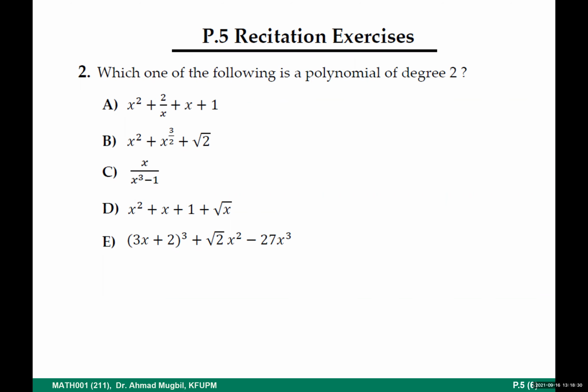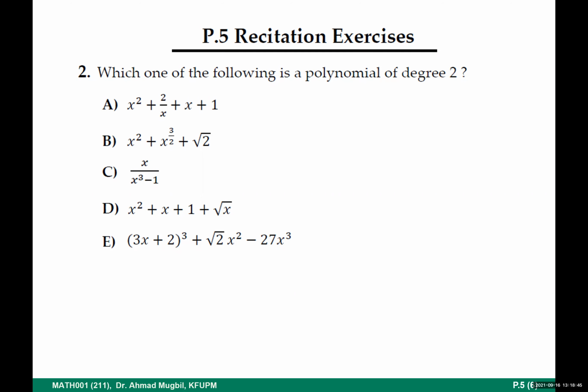Which one of the following is a polynomial of degree 2? What do you think? Which one of the following is a polynomial of degree 2? Let's start, ya shabab, one by one. Is A a polynomial of degree 2? No. It's not a polynomial. Why is it not a polynomial?